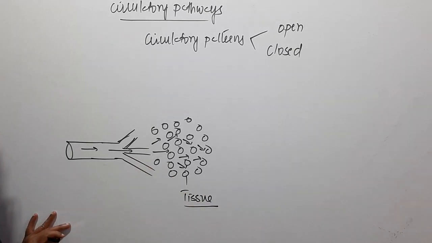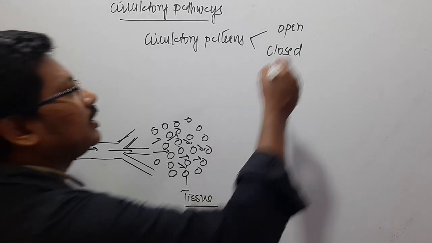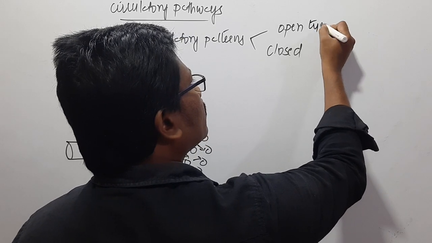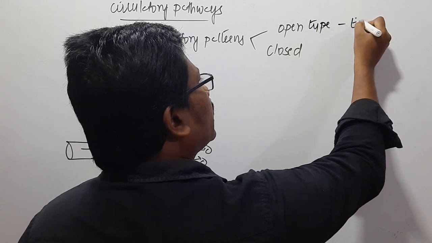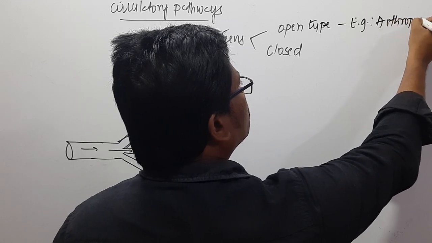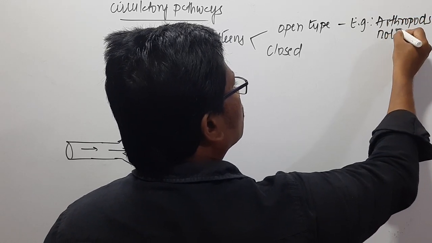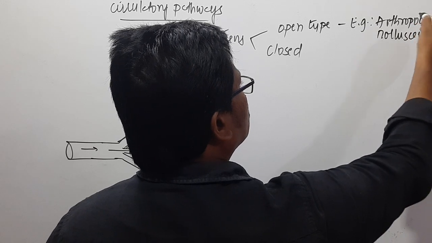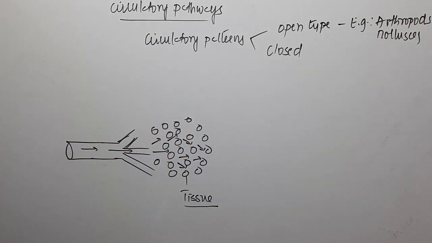This type of circulatory system we call the open type of circulatory system, and we see such an open circulatory system in arthropods and mollusks. These are invertebrates. You will see in them the open type of circulatory system.